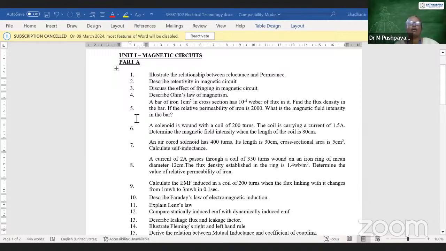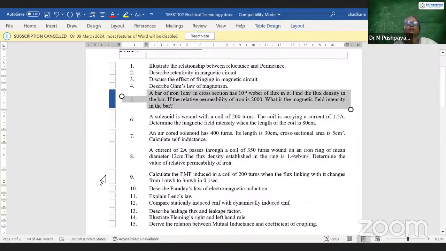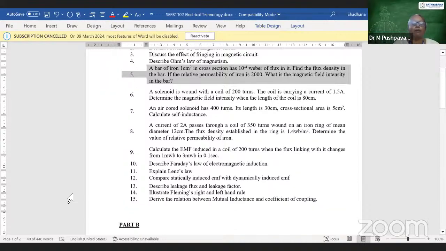A bar of iron 1 centimeter square cross section has 10 power minus 4 Weber of flux in it. Find the flux density in the core. First I think we will see the part B problem, then we come to the part A problem.